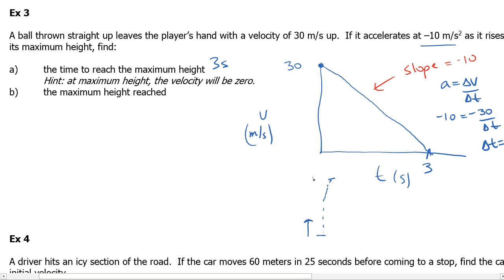Find the maximum height reached. So the maximum height, really what they're asking for is what's the displacement, right? So again, it's going to be this area, and it is a triangle where the base is 3, the height is 30, divided by 2. So 3 times 30 is 90, divided by 2 is 45 meters.